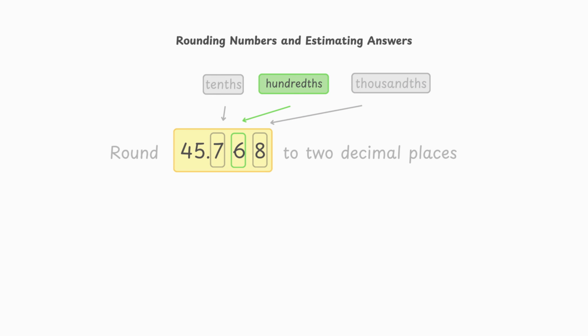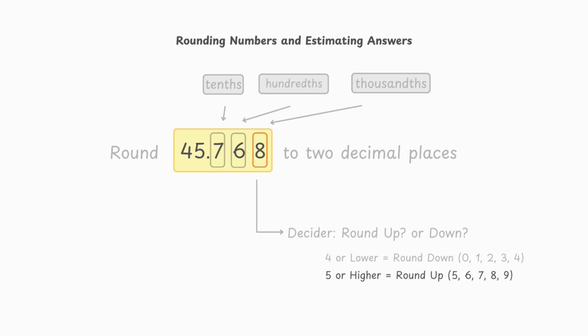To decide what happens to it, we look at the decider. The decider is the digit one place to the right of the place we are rounding to. Since we are rounding to the hundredths, the thousandths digit is the decider. Here, the decider is 8. Again, always remember, if the decider is 4 or lower, we round down. If the decider is 5 or higher, we round up.